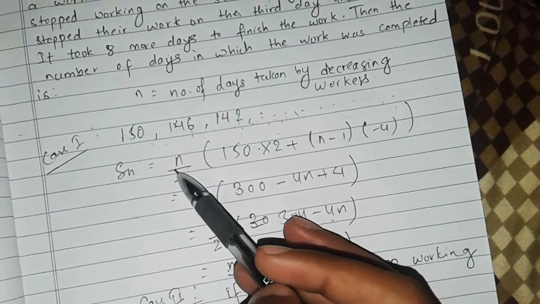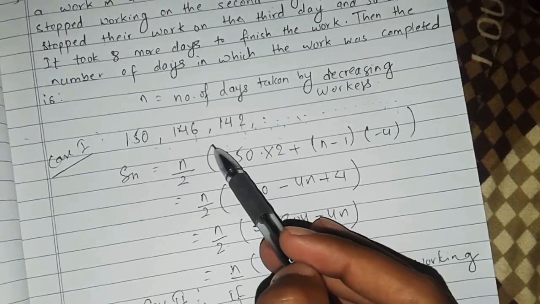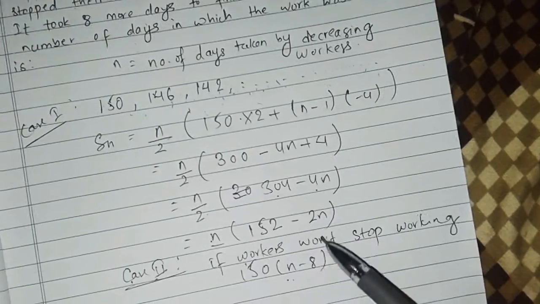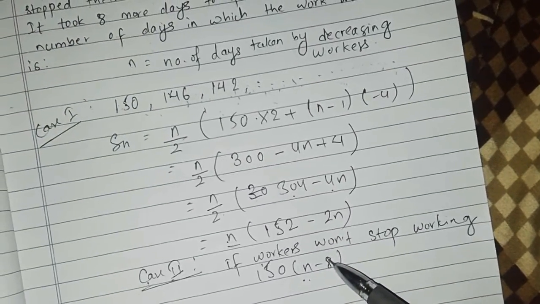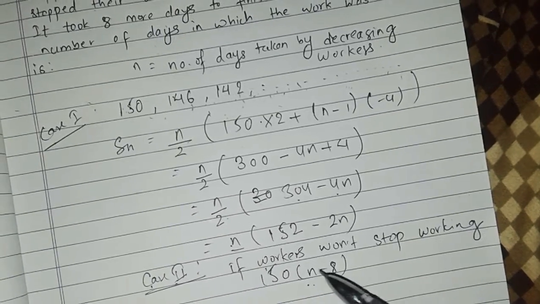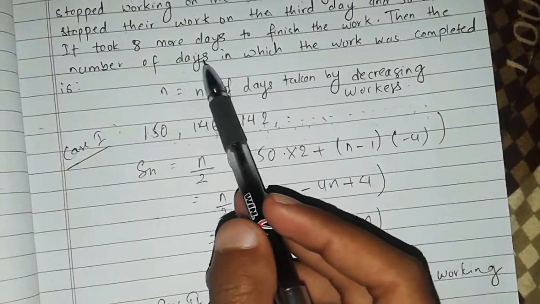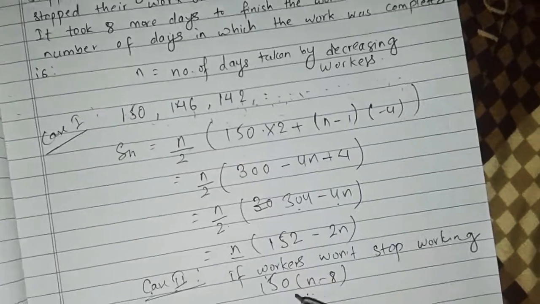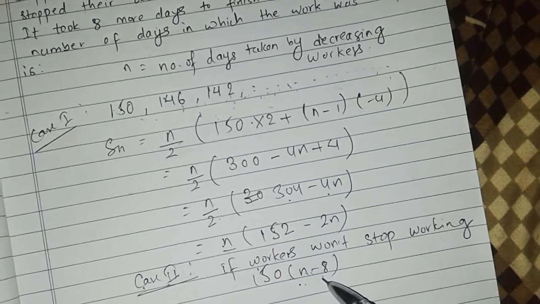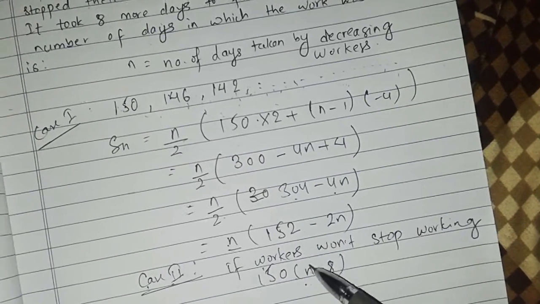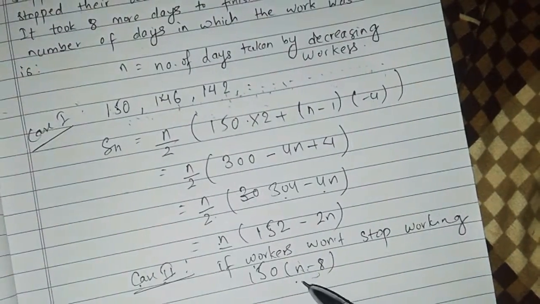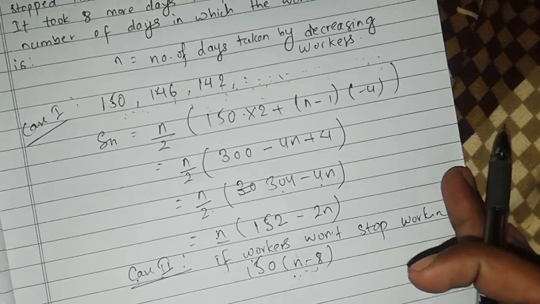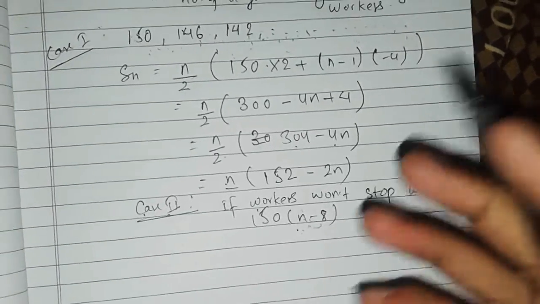Now if we have got the number of days of these decreasing workers, then we'll have the number of days of the constant workers also, that is 150, which are not changing. They will take 8 fewer days. We have written here it took 8 more days to finish the work, so we shall have to subtract 8. Right? They will take fewer days, if we have the same number of workers and the number of workers won't decrease. So we'll subtract here.